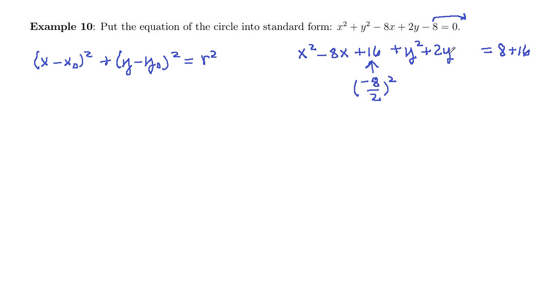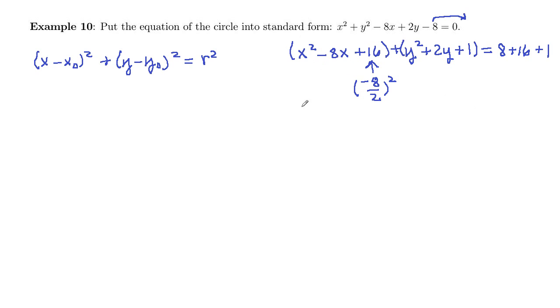Same thing in the y terms. So half of 2 is 1. 1 squared is 1. Add that on the left and also on the right. So now we can FOIL backwards on these two trinomials.